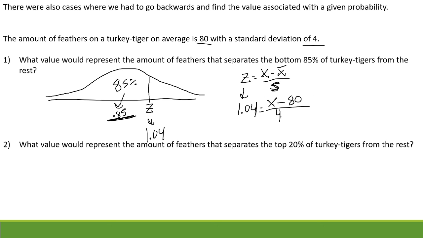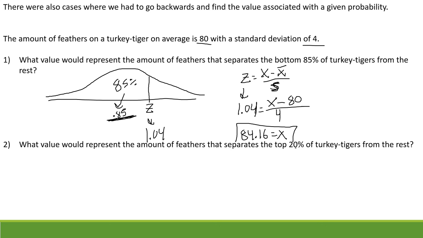So this is an algebra equation I can solve. I can simply take 1.04, multiply it by 4 first, and then add in 80 afterwards, and you get 84.16 as your amount of feathers on a turkey tiger that represents the 85th percentile, or the amount of feathers that represents more than 85% of the population.